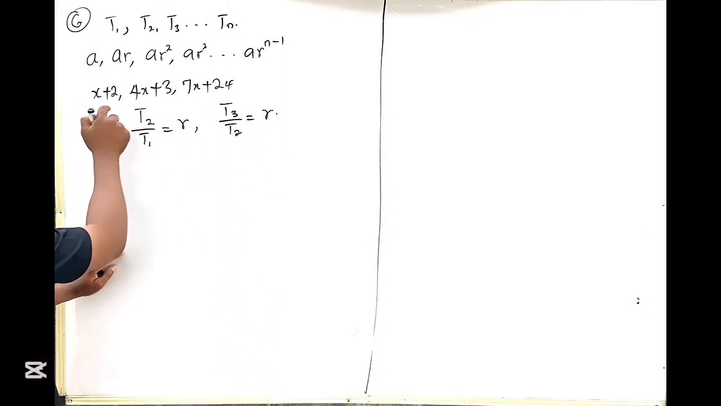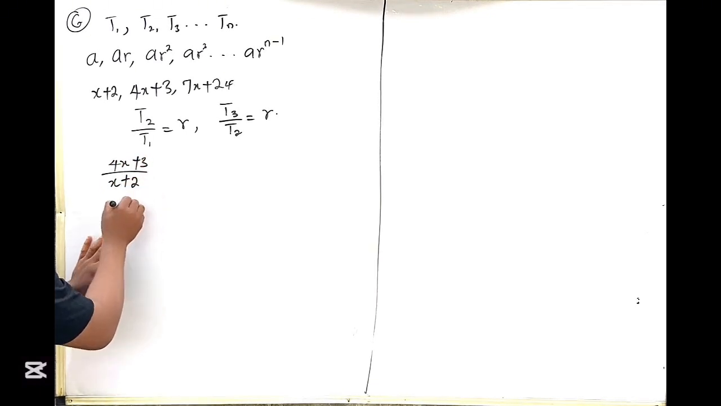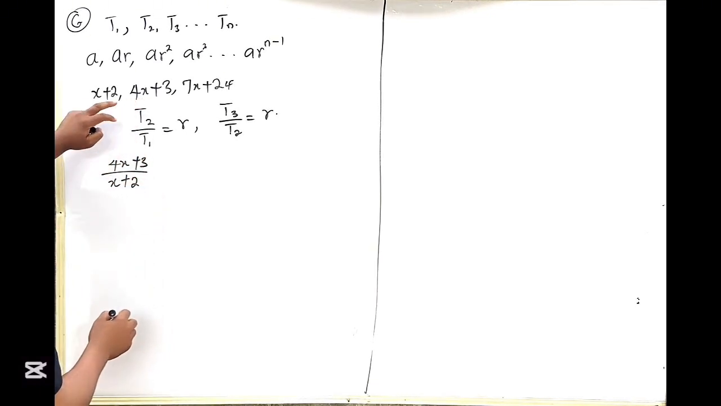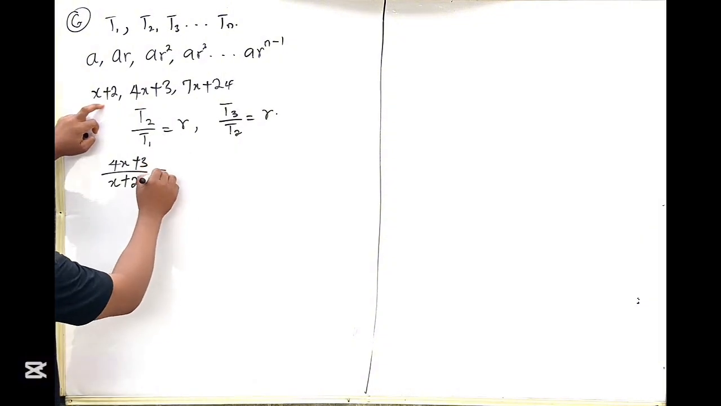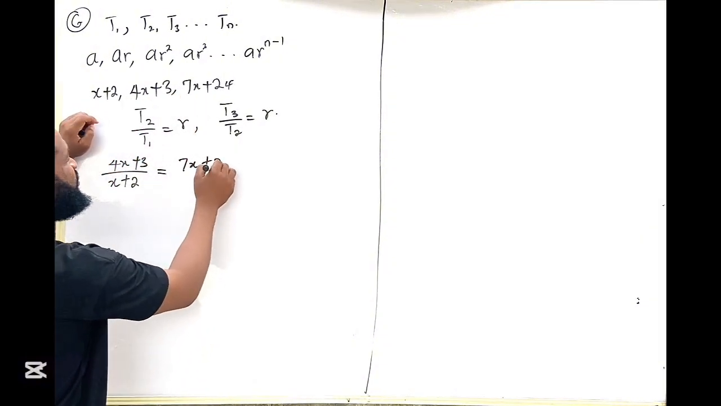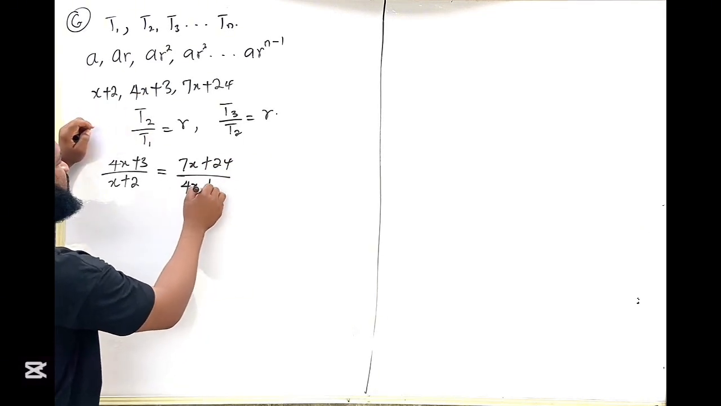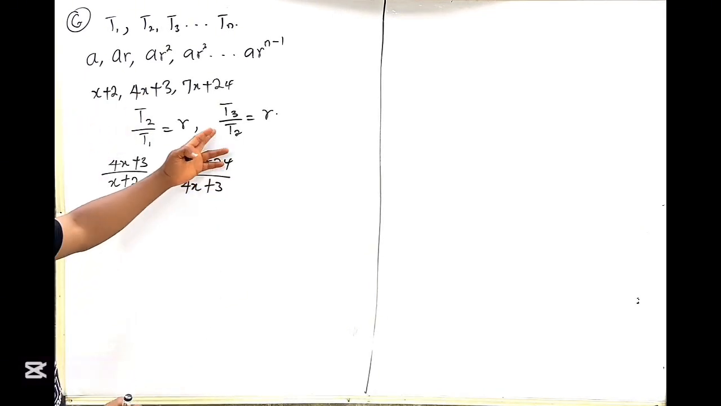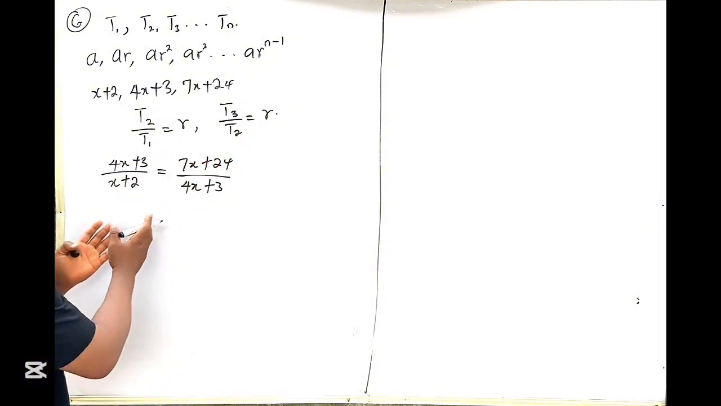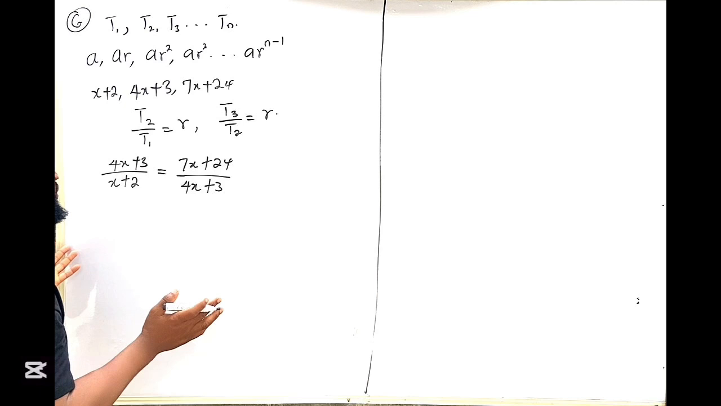This is T2 divided by T1, so 4x plus 3 all over x plus 2, that is T2 over T1, is the same thing as T3, which is 7x plus 24, all over T2, which is 4x plus 3. So I have done this. So this has led me to an equation. So what do I do to this equation? I'm going to clear this fraction.